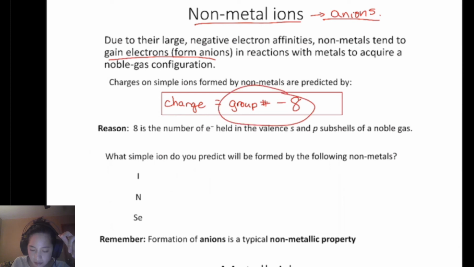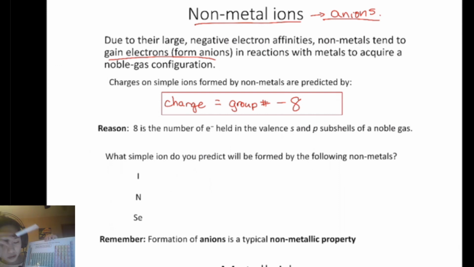minus 8. Oh, I don't want to do that. Okay, I always like to just look at where those nonmetals are on the periodic table and count how many spaces to achieve the noble gas configuration. So for oxygen, you need to jump 1, 2. So you'll typically produce an oxygen 2 minus anion. But if you want to use the formula that the charge of a nonmetal is equal to its group number minus 8, you can use the same formula.